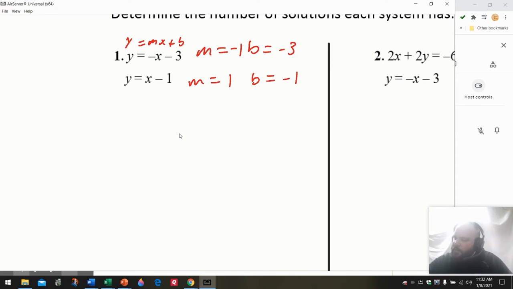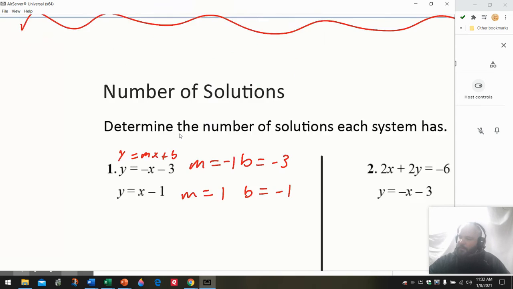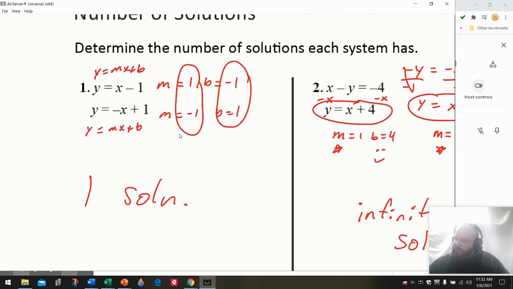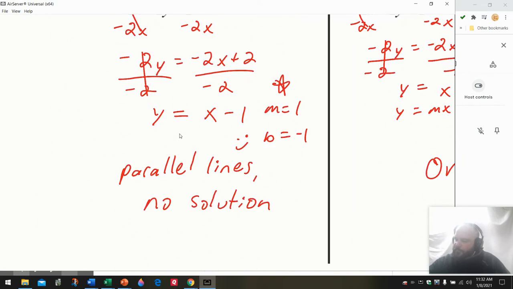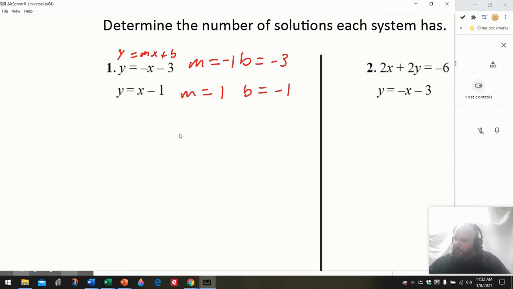Before I do that, I do want to write what this would be. So if you look, the m's are different and the b's are different. So if we go back up to our table, if the m's are different and the b's are different, then that means we're going to have one solution. So there's one solution.